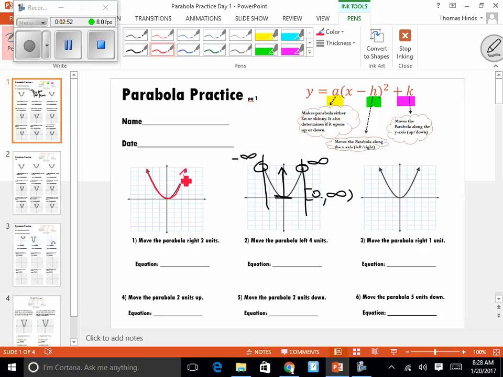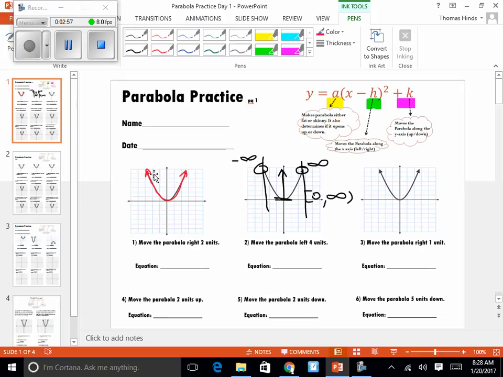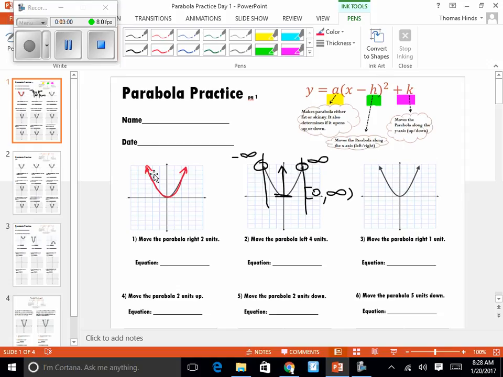So let me mark this parabola. Let me see if this thing will give me power to grab it and move it. Would you give me the power to grab it and move it? You won't give me the power to grab it and move it.